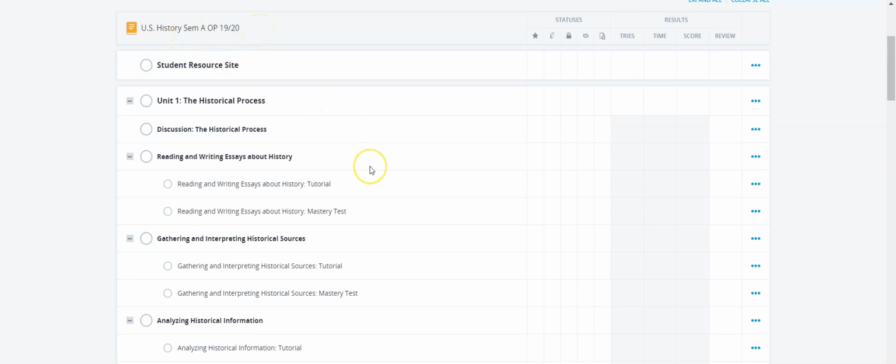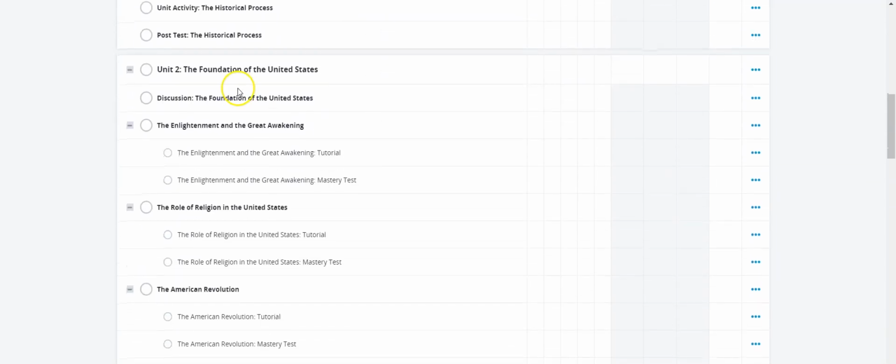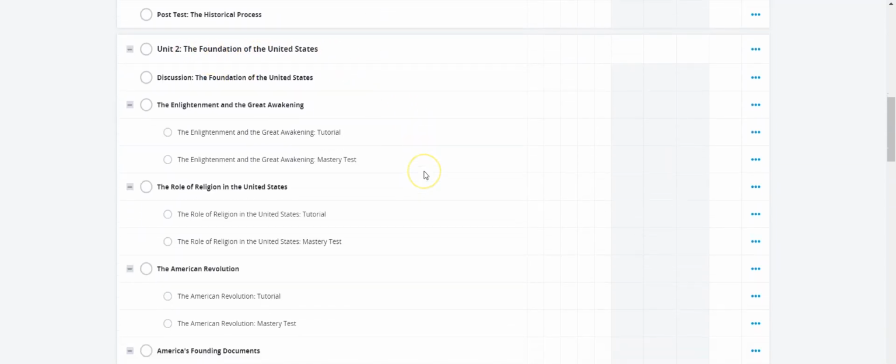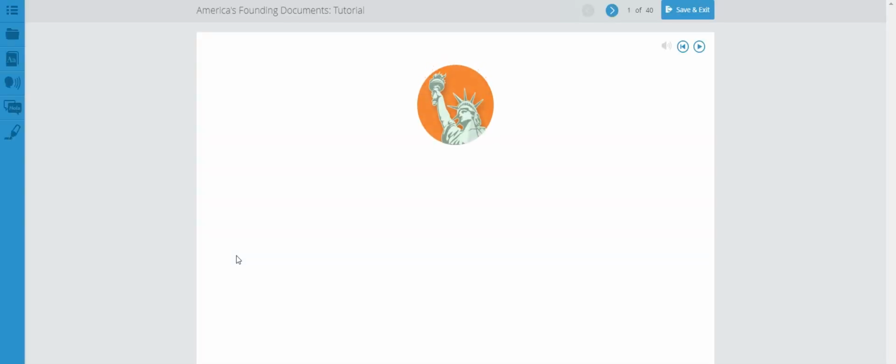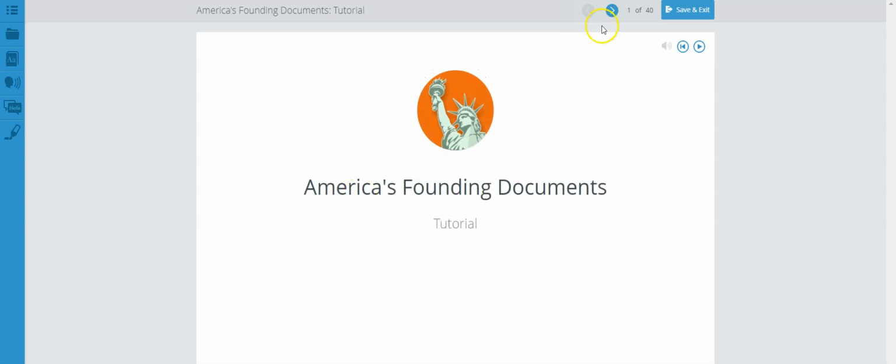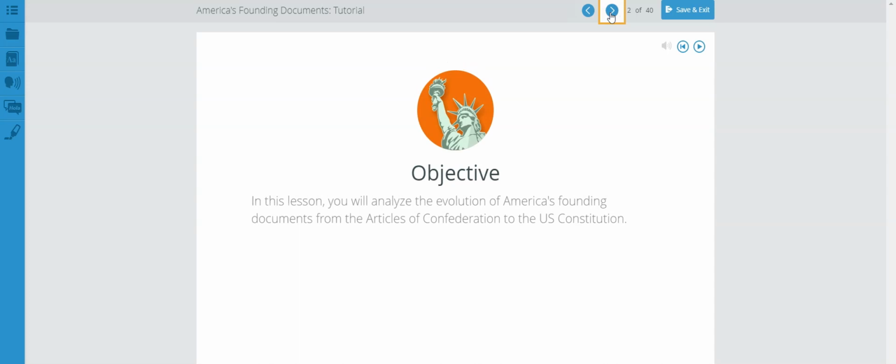Today we're looking at U.S. History Semester A, focusing on Unit 2, the Foundation of the United States, and our main focus will be America's Founding Documents tutorial. Please remember to have your notebook ready so that you can take notes, as those notes will help you answer the questions in this tutorial, do well on your test, and do well on your unit activity. The objective for this lesson is that you will analyze the evolution of America's founding documents from the Articles of Confederation all the way to the United States Constitution.